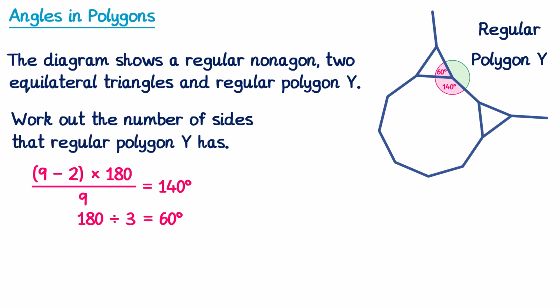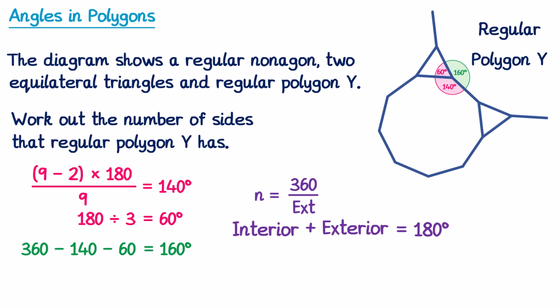Now we can work out this green angle here, in the same way we did before. The angles around a point make 360. So if we do 360, subtract 140 and 60, we end up with 160 degrees. So we've now found the interior angle of regular polygon Y, but the formula for the number of sides needs the exterior angle. So we'll use this formula once again to find the exterior angle.